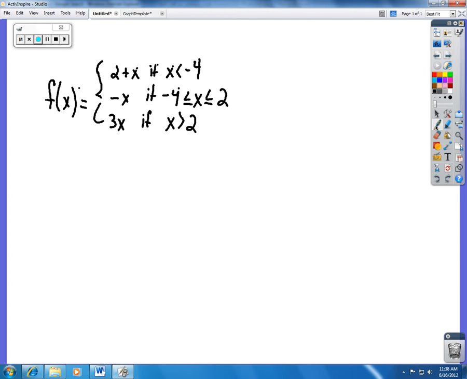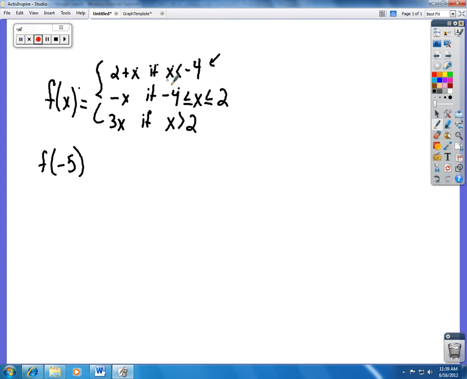So, again, this is number 19. The problem asks us to evaluate the function at different values for x. So the first one is where f is -5. The way you're going to do these problems is you're going to figure out which range, which function, this x value falls into. Well, if x is -5, then it's going to fall into this first one here, right?